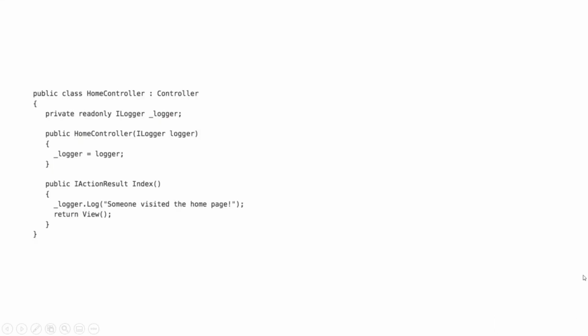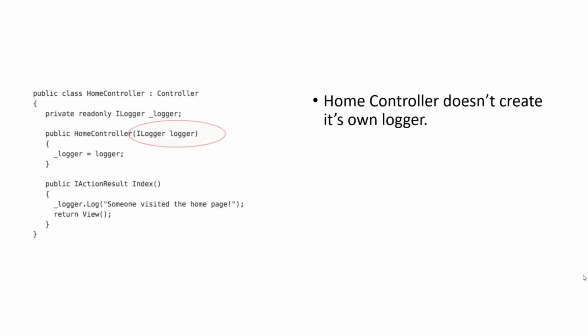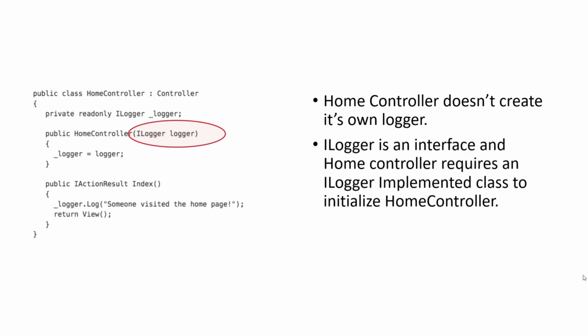So this is a home controller. You can see that it has a constructor and also a small action method here. So the home controller does not create its own logger. That means that if you see the constructor here, this constructor will be initiated when you pass a logger here, but this logger is not a class, it's an interface.